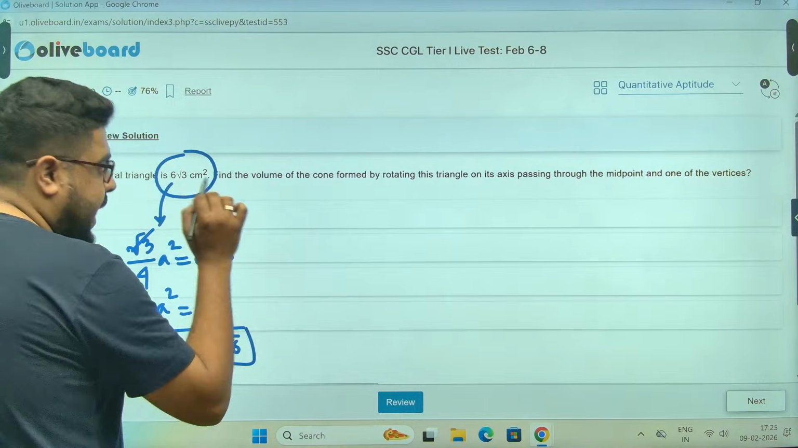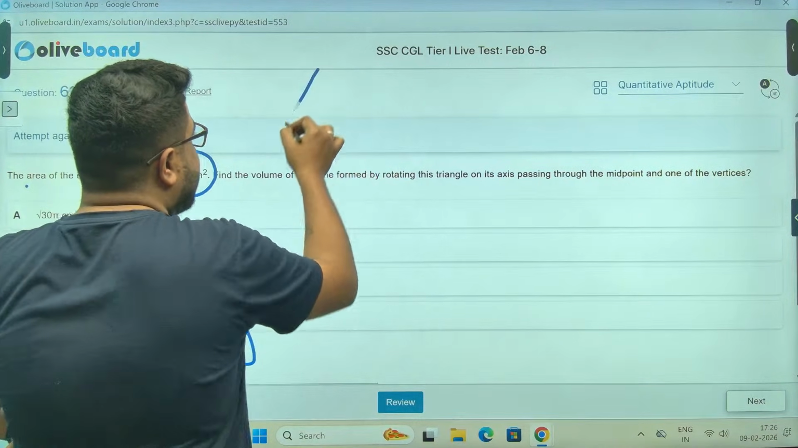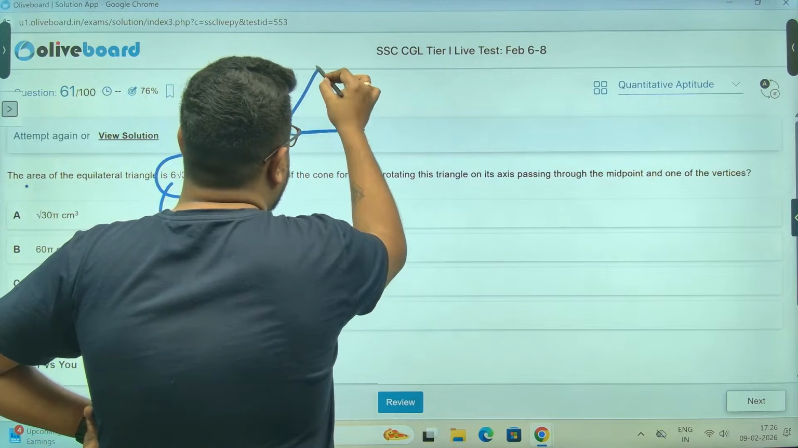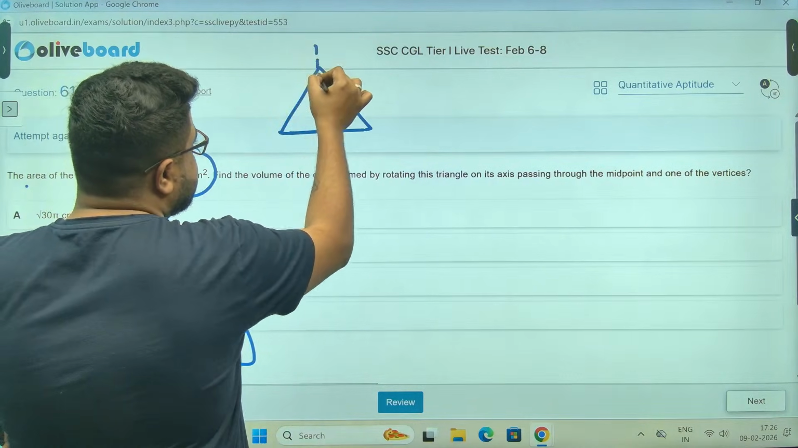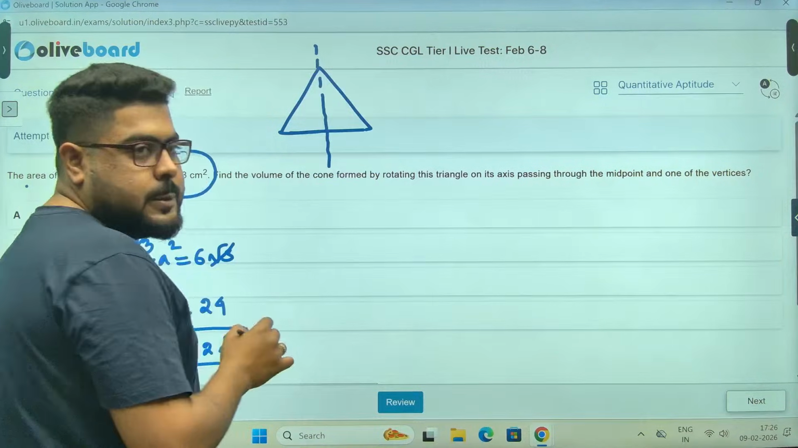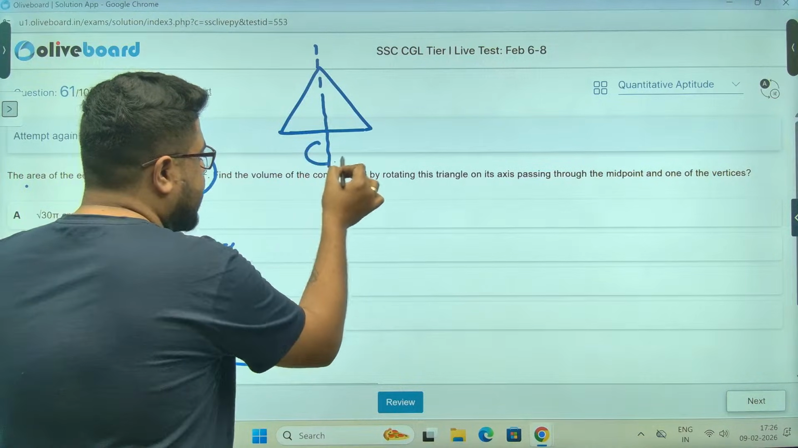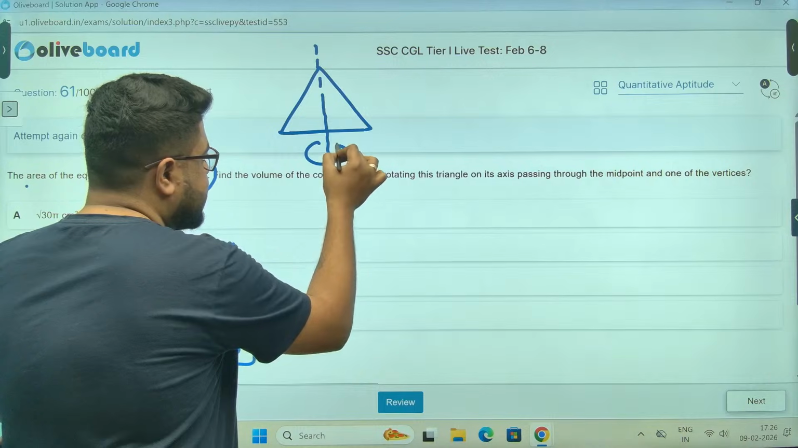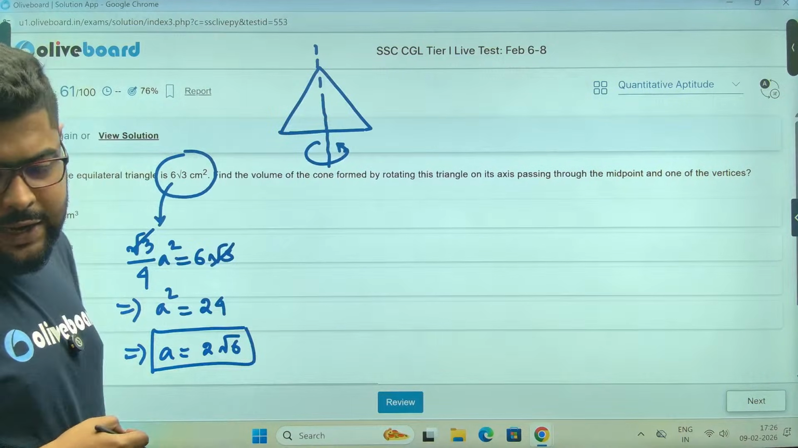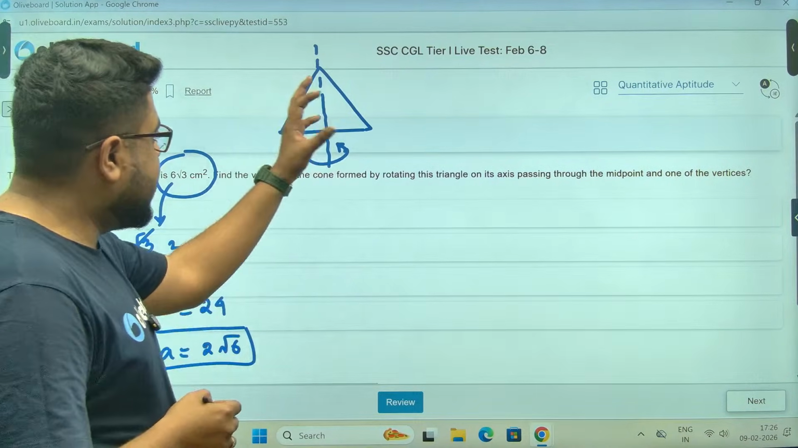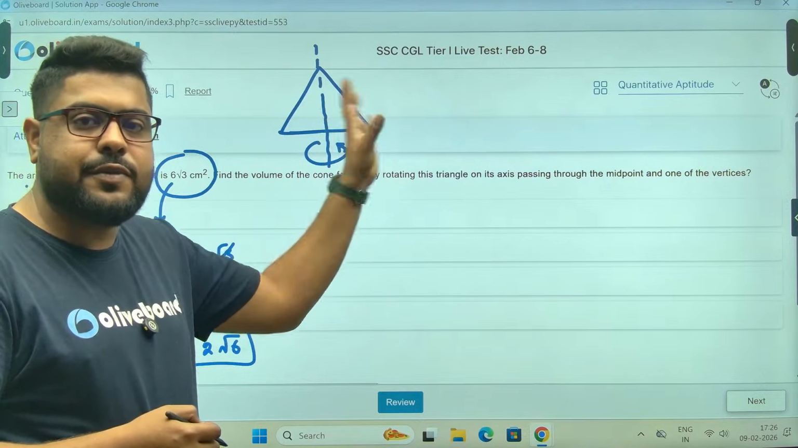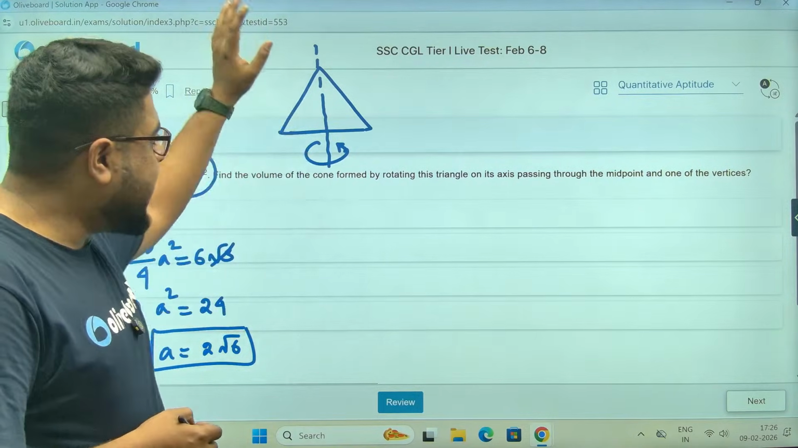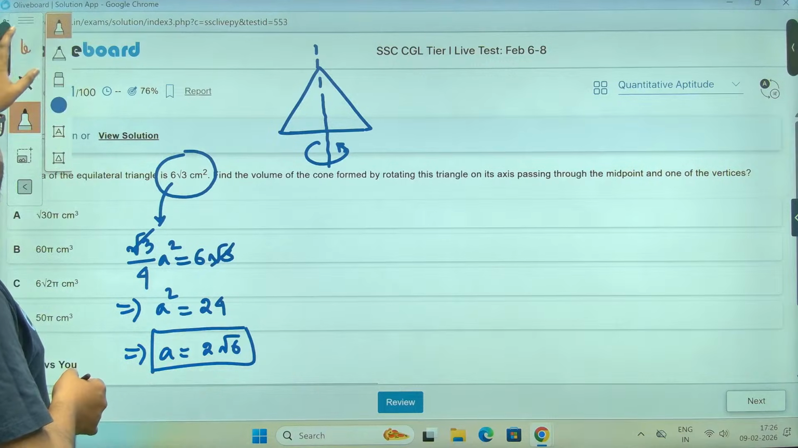Now you see what will happen. How will this cone be formed, sir? This is an equilateral triangle. Now this will be the axis, sir, and we will rotate this axis like in this direction. We will rotate the axis like this, and it will give us a cone. So you see, if you rotate a triangle, it will always give you a cone, a conical shape. So I need the volume of that cone.